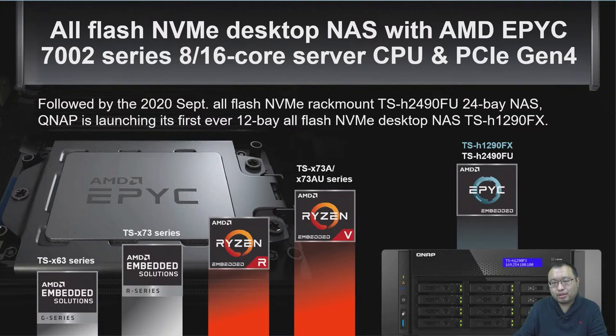The TS-63 and 73 series were based on their G series and R series CPUs, which are SoCs. Last year we launched the newest generation, the TS-73A and 73AU series, based on their V1000 series processor. And 1.5 years ago, we also launched our first-ever all-flash NVMe NAS with the AMD server-grade EPYC 7000 series. The TS-h1290FU is a 2U 24-bay all-flash U.2 NVMe NAS.